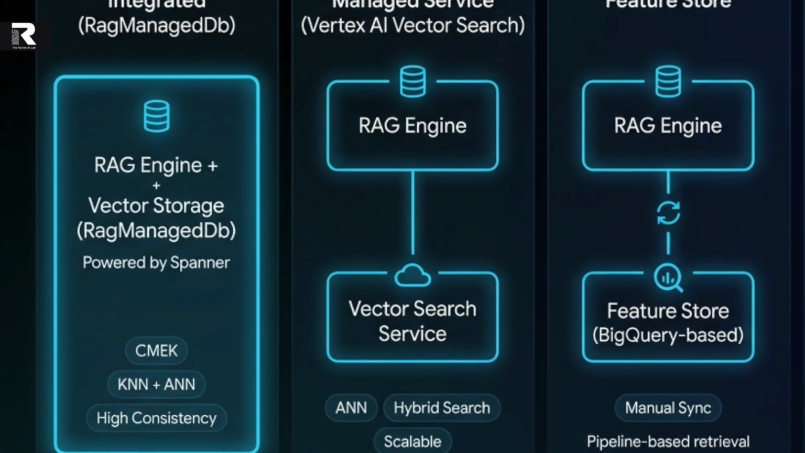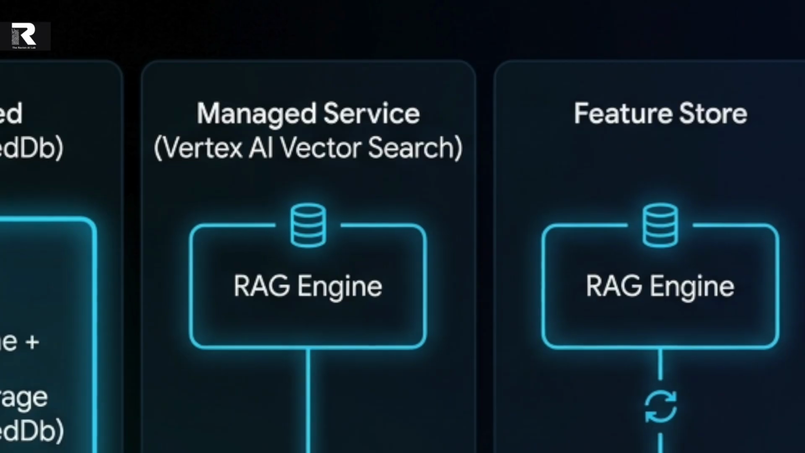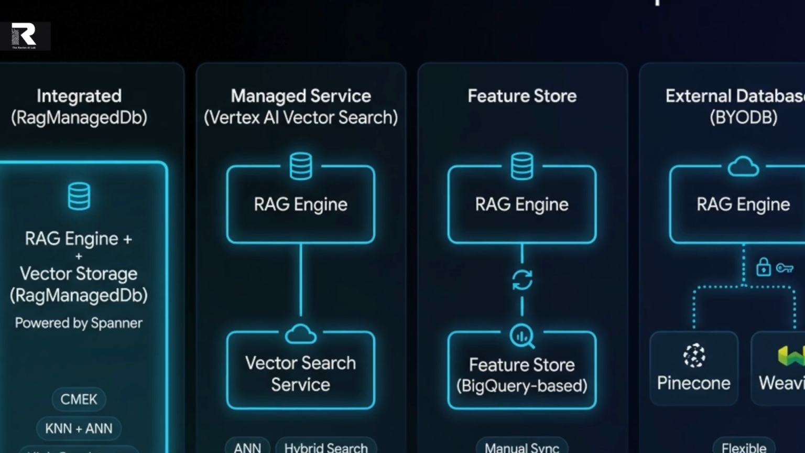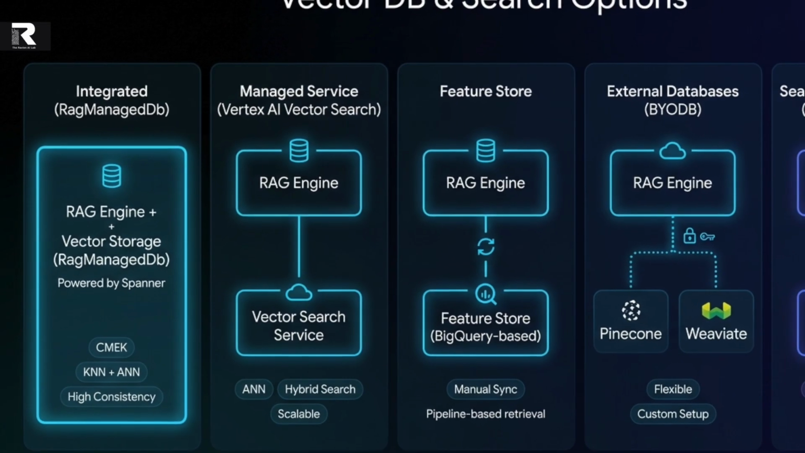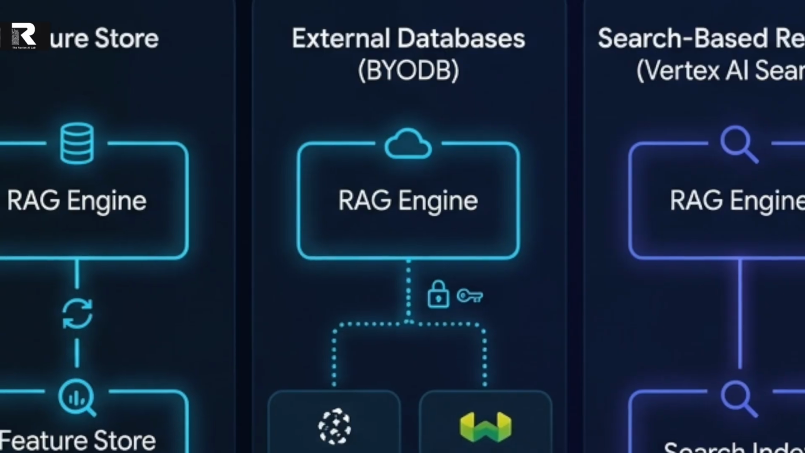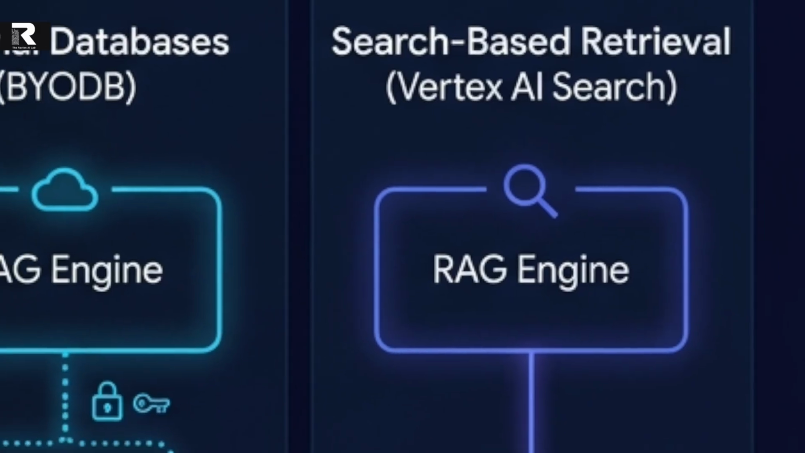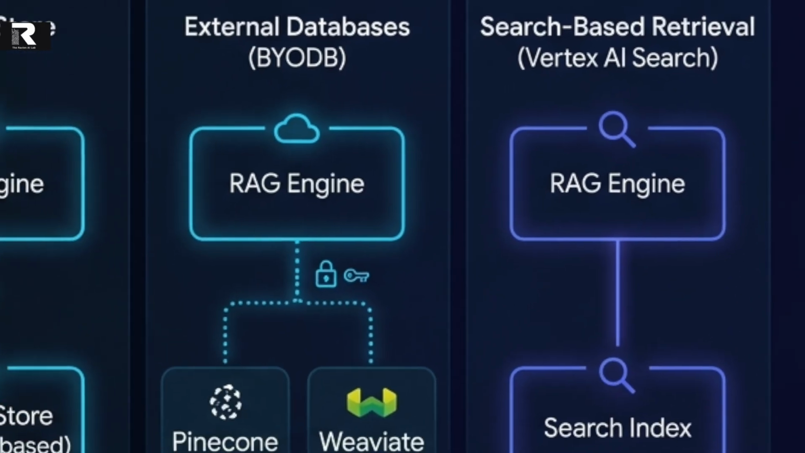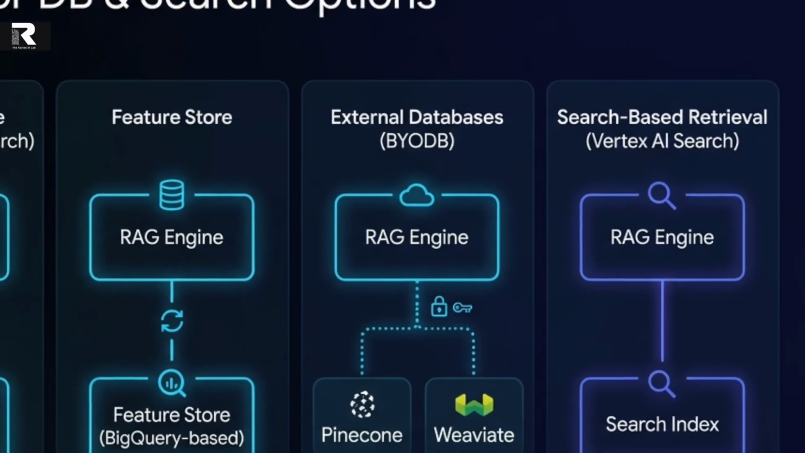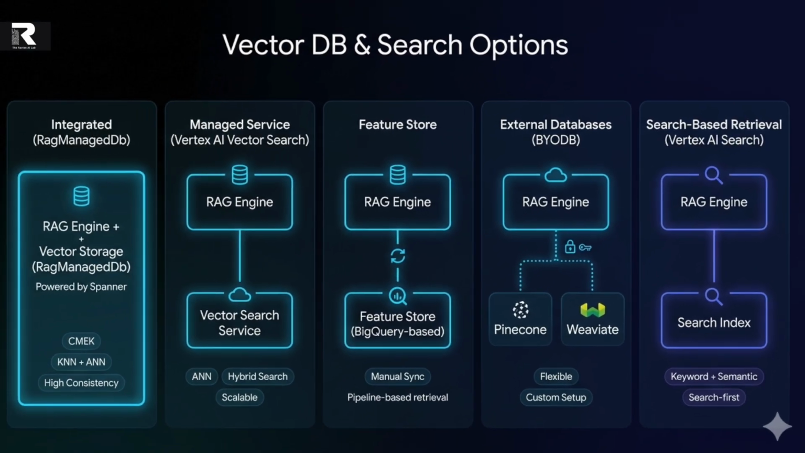RAG Managed DB, best for consistency, isolation, and enterprise workloads. Vertex AI Vector Search, best for scalable ML-driven retrieval. Vertex AI Feature Store, best for ML feature pipelines. External databases, best for flexibility and existing ecosystems. Vertex AI Search, best for search-first retrieval experiences. The RAG engine abstracts orchestration across all of these, allowing you to focus on retrieval quality and application logic.